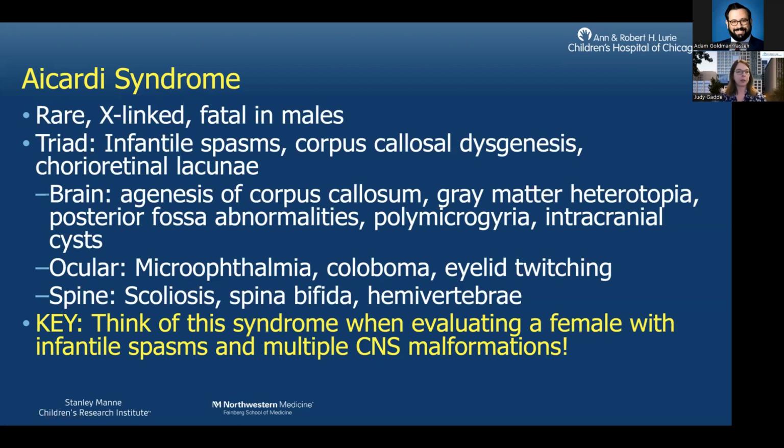They can have multiple anomalies as you see here, and I'll show you an example, but multiple anomalies in the brain, multiple anomalies involving the eye and the spine. So my takeaway for this is think of this syndrome when you're evaluating a female with infantile spasms and multiple CNS malformations, especially multiple intracranial cysts. I find that most helpful.